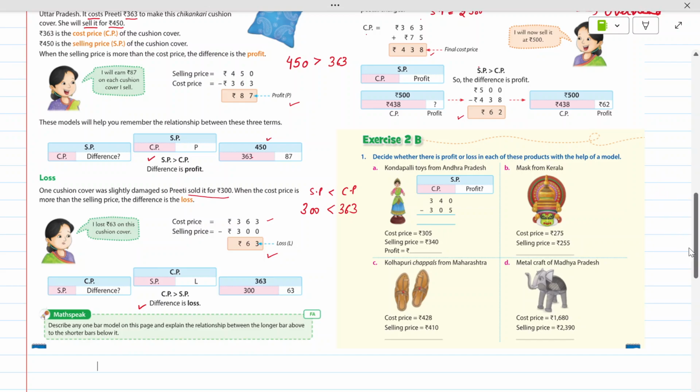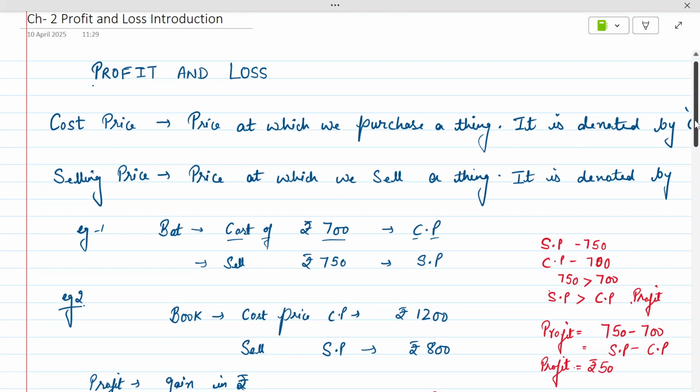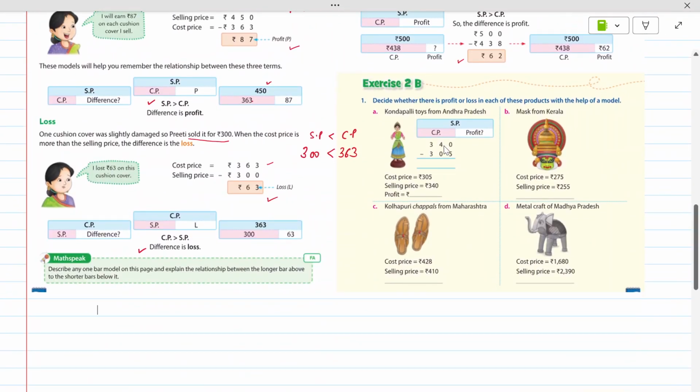Hello kids, in the last class we have done the concept of profit and loss, cost price and selling price, and I hope that you have gone through the same video and practiced that at home. In today's class we are going to pick up the exercise based on that, exercise 2B.